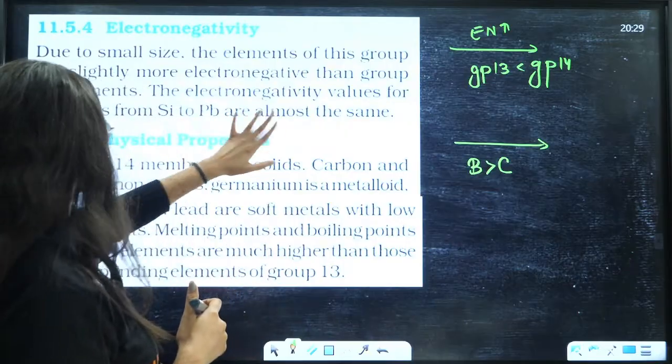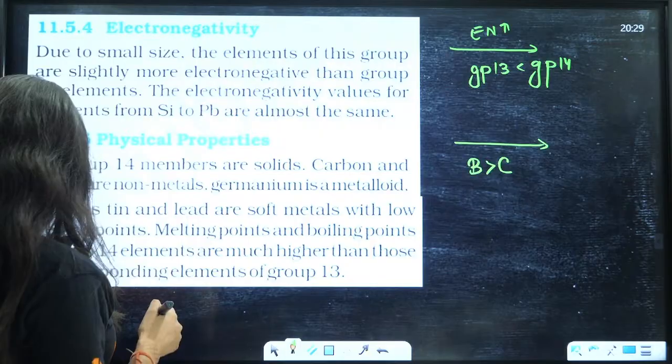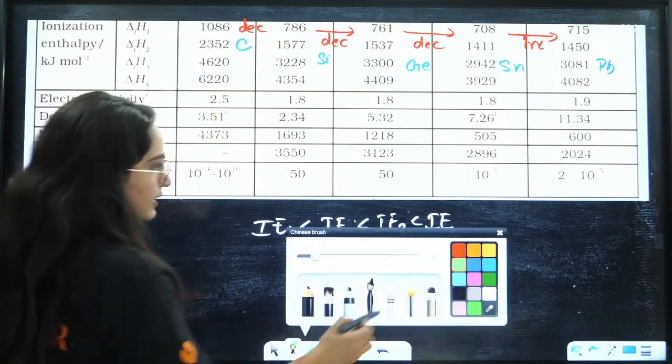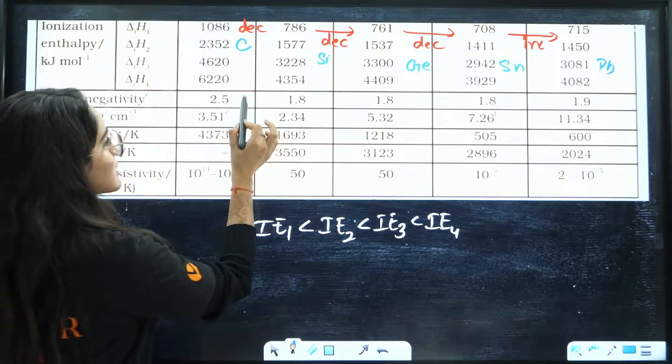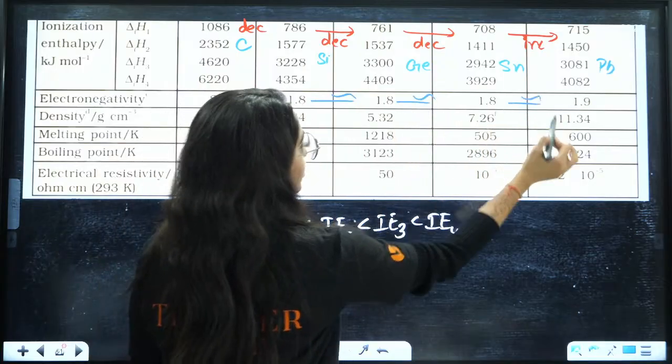Then we have the electronegativity values for the elements from silicon to lead given here. Let us see it in the table only. Electronegativity value, firstly it will decrease, then constant, constant, constant.